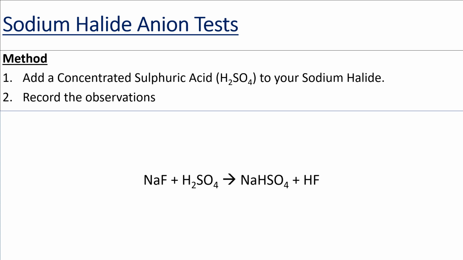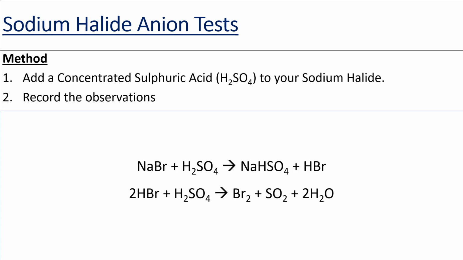So this is for the fluoride. The sodium fluoride reacts with the sulfuric acid to form sodium hydrogen sulfate and hydrogen fluoride. And it's that hydrogen fluoride which gives you the misty fumes. When you've got sodium chloride, you get a very, very similar reaction, only instead of getting hydrogen fluoride, you get hydrogen chloride, but you still get the sodium hydrogen sulfate. And again, it's the hydrogen chloride which causes those misty fumes. So the chloride and the fluoride react in the exact same way.